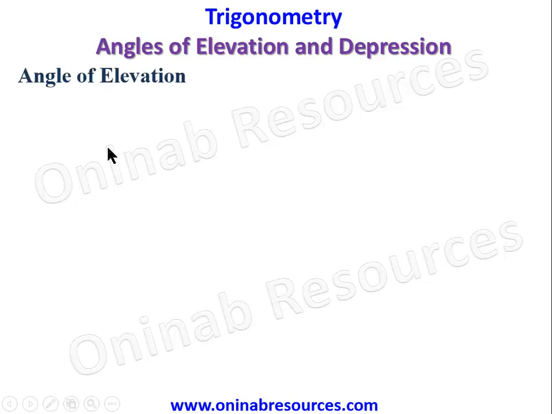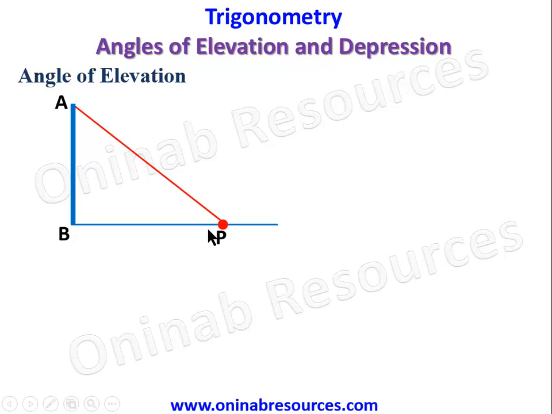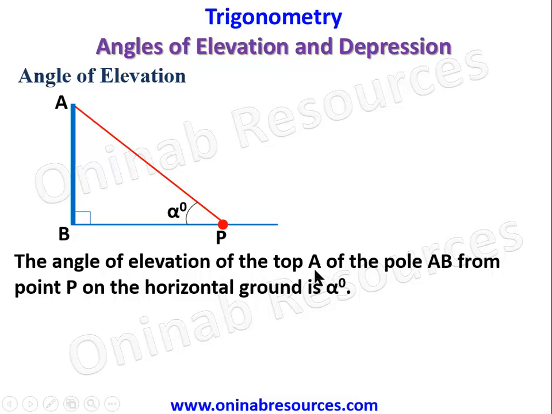First, let's look at angle of elevation. We take this to represent a horizontal ground. If you take a pole on the horizontal ground, we call it AB, and a point P. Then the line joining A and P, we have the angle at P to be alpha degrees. Then we conclude that the angle of elevation of the top A of the pole AB, so AB is the pole, from point P, that's this point P on the horizontal ground, is alpha degrees.